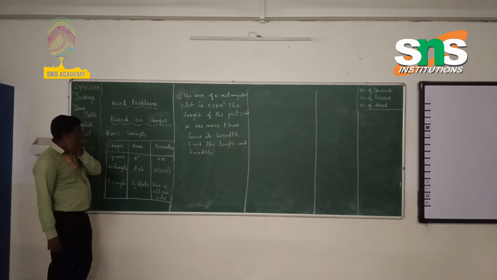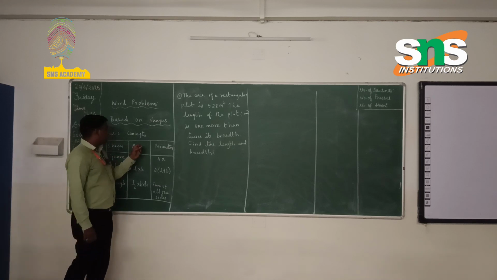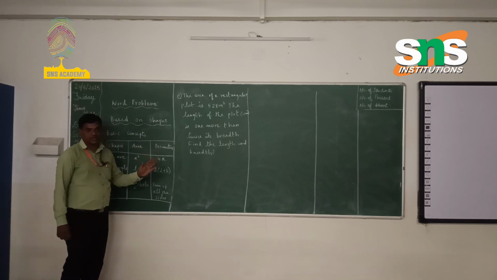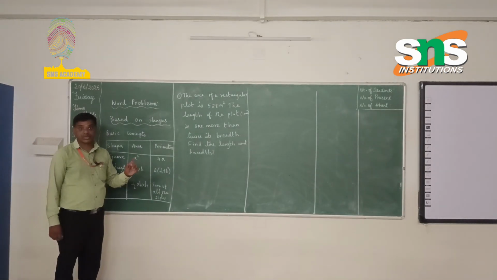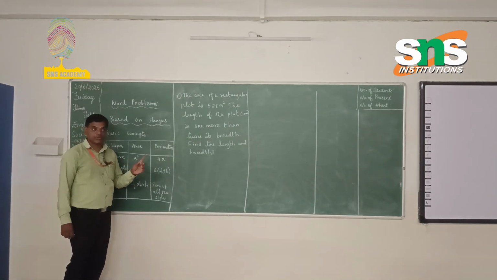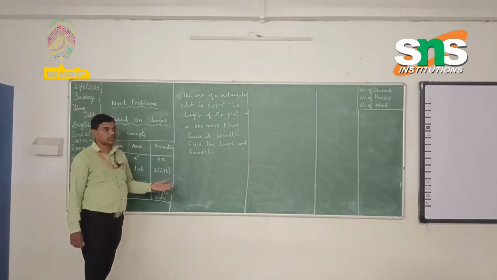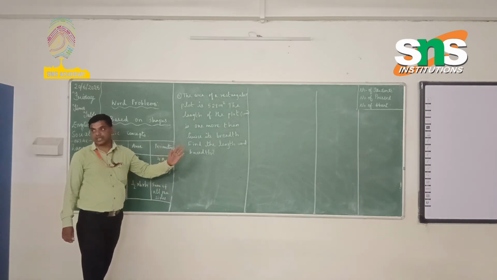So based on that, we'll have sums, and sometimes the sides they used to say dimension. So at that time you are not supposed to get confused. What is meant by dimension? Dimension means the size.